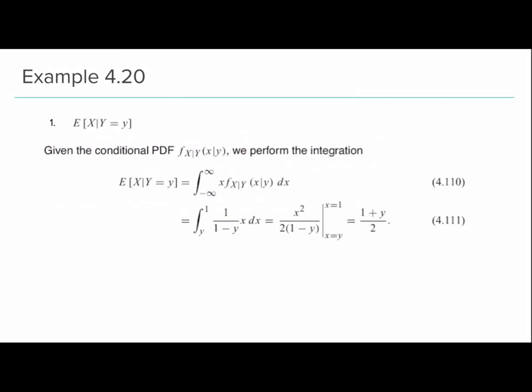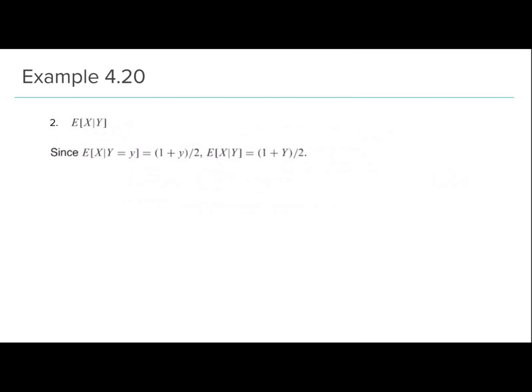So this, as we learned previously, is basically a special case of E of X given capital Y. And now to find E of X given capital Y, we'll just swap small y for capital Y. Since we know that E of X given Y equal to small y is just a special case of E of X given Y, now we have also obtained E of X given Y.